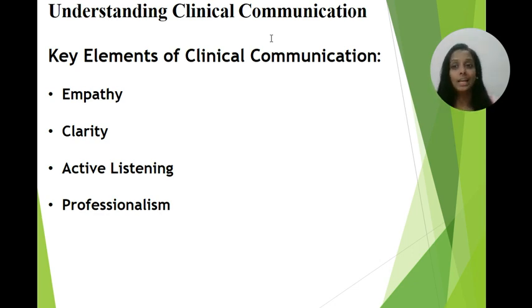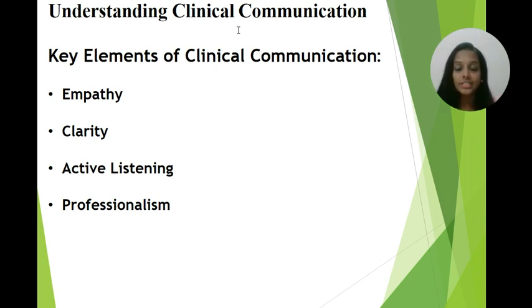And we have a few key elements when it comes to clinical communication. The first and foremost thing is empathy. You need to be able to connect with the patient emotionally, especially when they are dealing with any kind of stress or anxiety. And the second one is clarity. The way you deliver medical advice is key. If it is too complicated, they won't understand. And if it is too simple, they might not take it seriously, right? So remember, it is very important in what way you're going to deliver your medical advice.